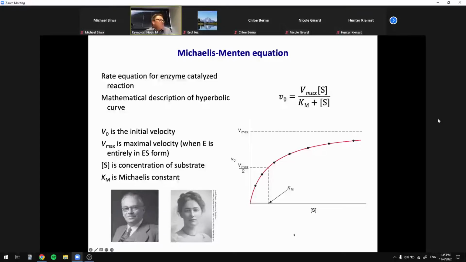Definitely understand what Km is. It's the Michaelis constant, the concentration of substrate where we're at half max velocity. So it's right here. This is going to help us understand things about inhibition when we look at the next different curves.